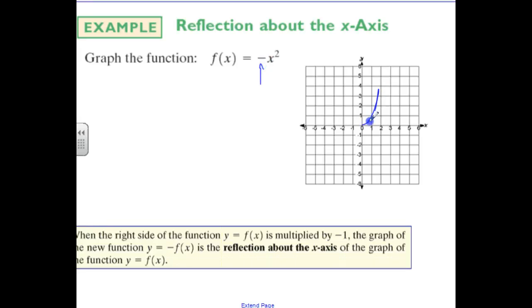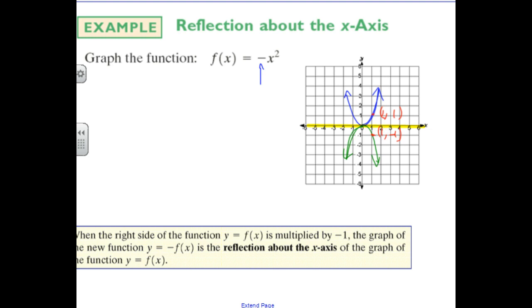So instead of y equals x squared, instead of facing up, I'll have y equals negative x squared, and that faces down. And notice that that's reflecting about the x-axis. I'll draw in that line there. So you can see if I were to fold the graph over the yellow line, the blue would fall on top of the green. But you can see that I'm going over 1, up 1 here, and then this point would be over 1, down 1. So what's happening?